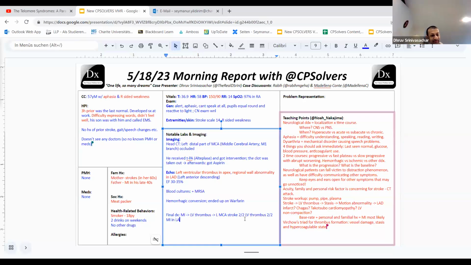The cultures were actually drawn... when did they get drawn? And I think that actually goes to Rabih's point about the distraction bias, or he fevered. That was why. Okay. So once he did, they got blood cultures, and yeah, it was 1 out of 2 bottles grew MRSA.